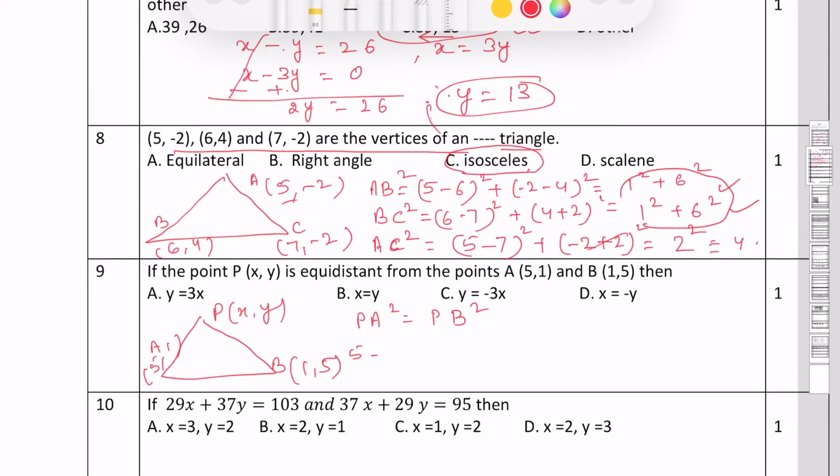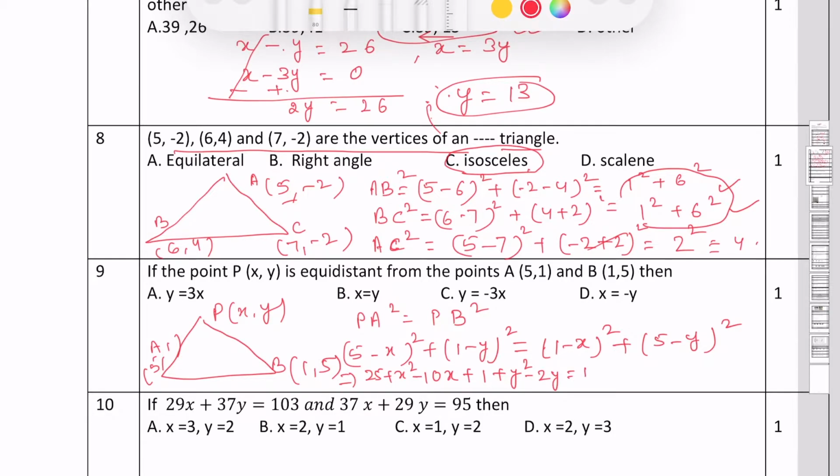It is 5 minus x square plus 1 minus y square, which is again 1 minus x square plus 5 minus y square. If you solve here, it is 25x square minus 10x plus 1 plus y square minus 2y. Here also 1 plus x square minus 2x plus 25 plus y square using the identity.